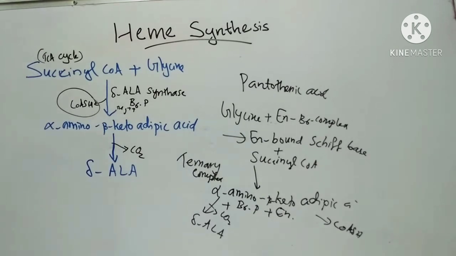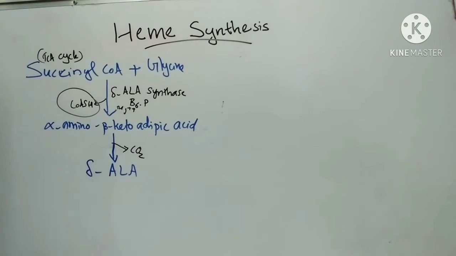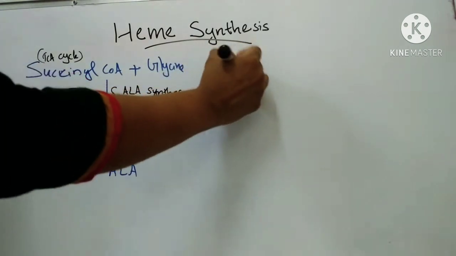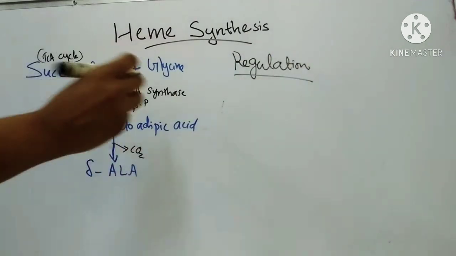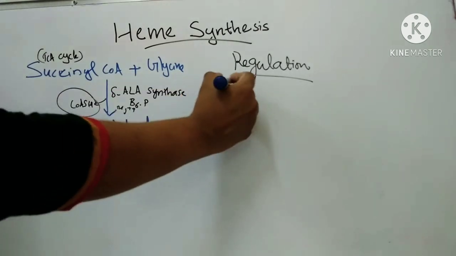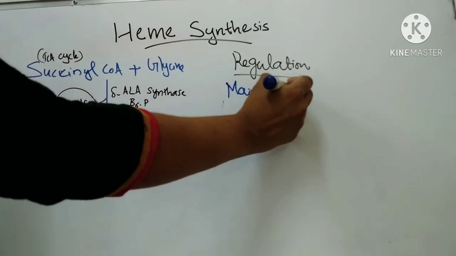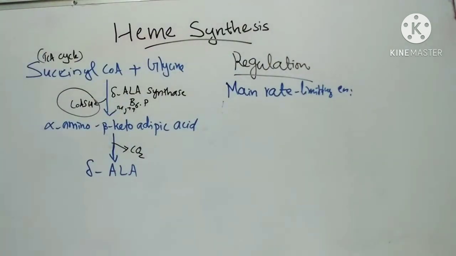Coming to the next step, here we will see the regulation of the enzyme delta amino levulinic acid synthase. This enzyme is very unstable and low in concentration in tissues. It is the main rate limiting enzyme in the synthetic pathway.